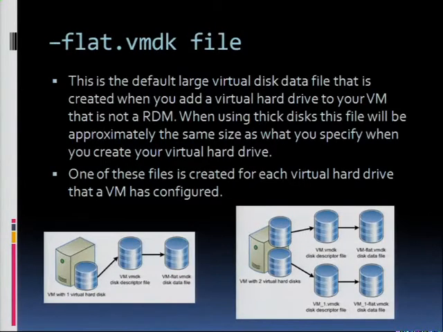So here's the flat VMDK file, the normal traditional virtual disk that you use with all your VMs. Again, it's basically just a large virtual disk data file that is created when you add a virtual hard drive to your VM that is not an RDM. When using thick disks, this file will be approximately the same size as what you specify when you create your virtual disk. With thin disks, they start small, and then they grow as data is written to them inside the operating system. And this little graphic shows the relationship between the virtual disk, how it is made up of the 2 files, and the file names there.